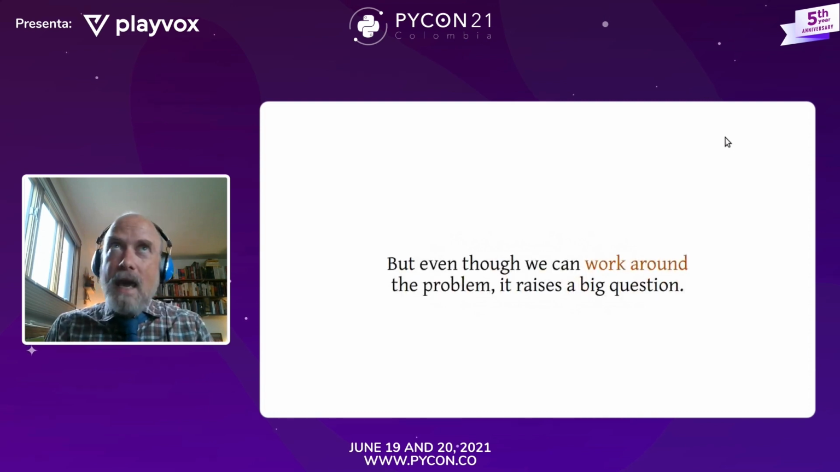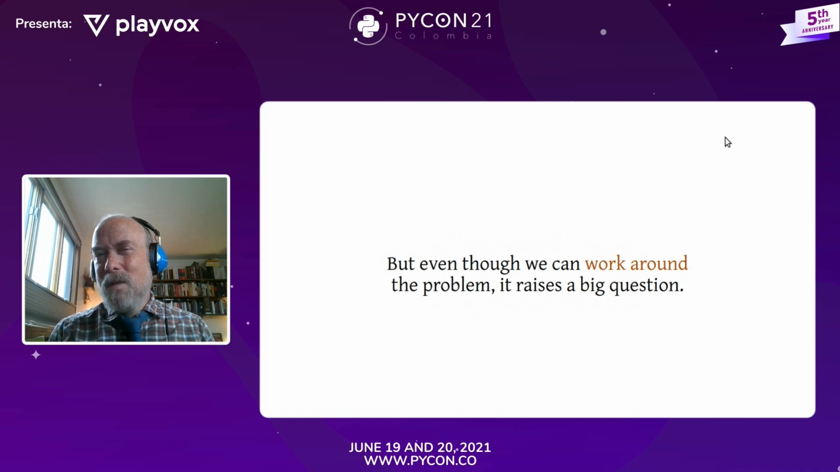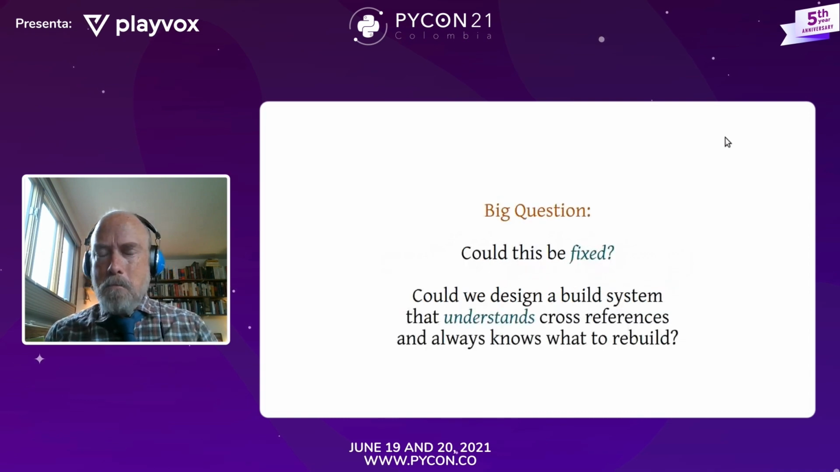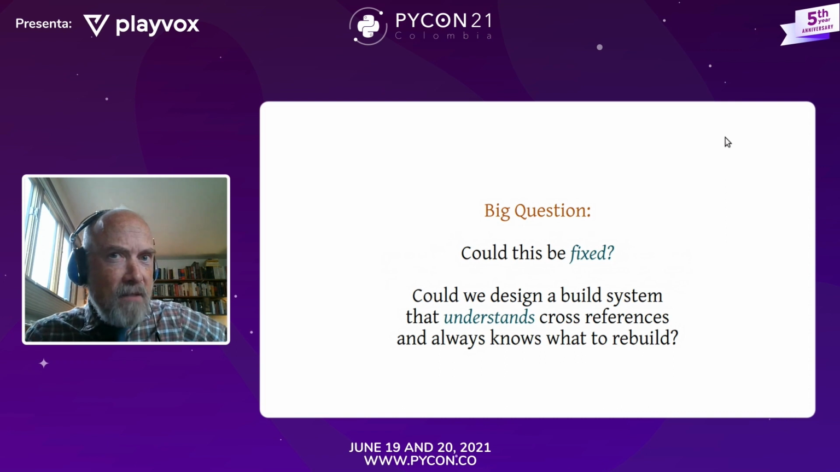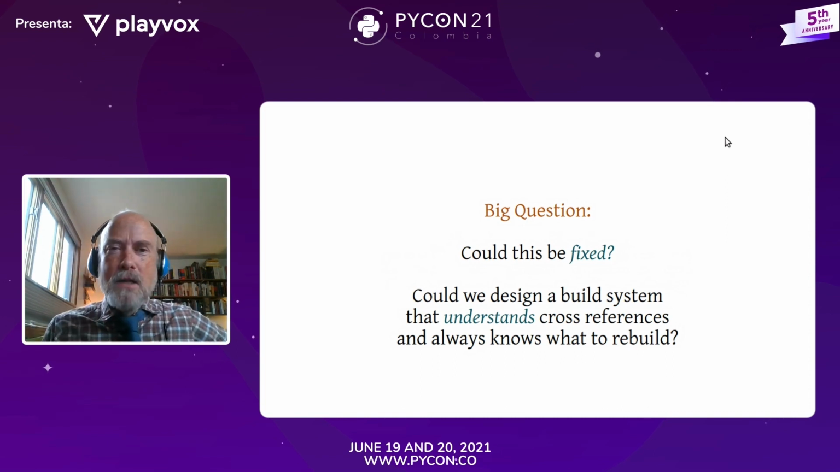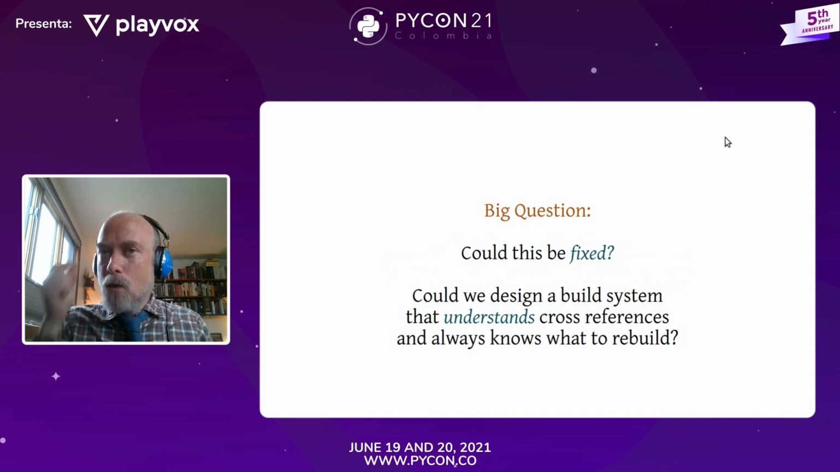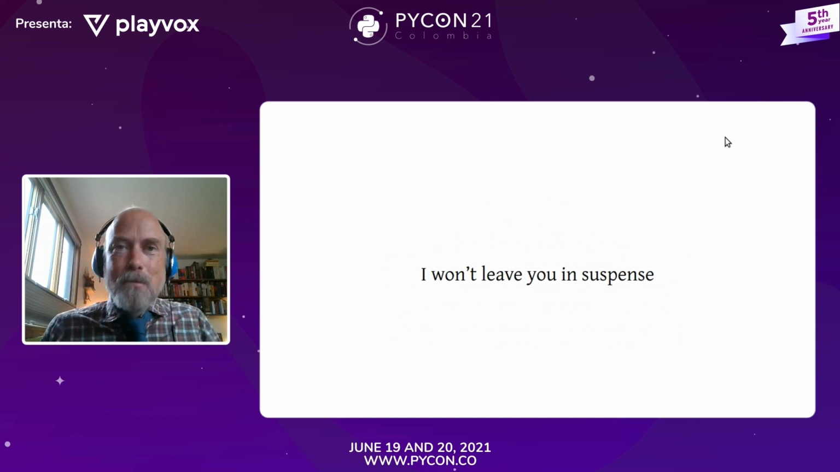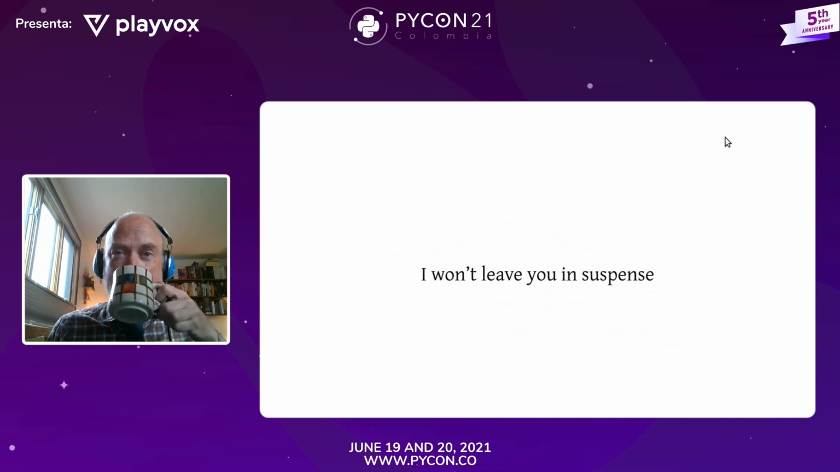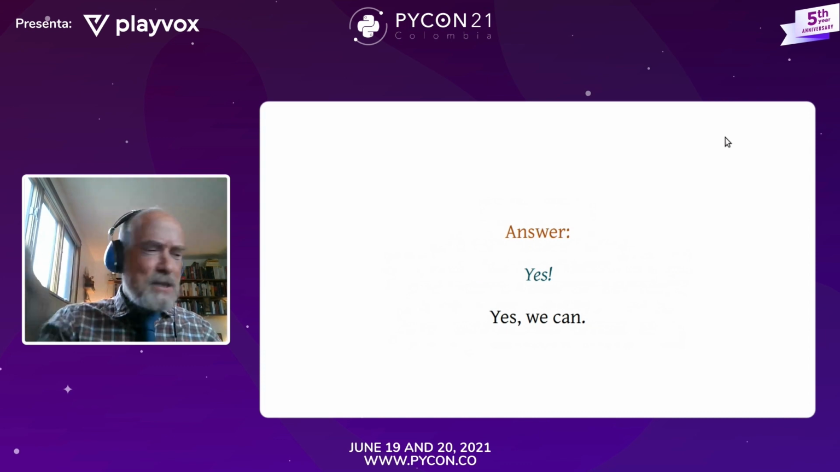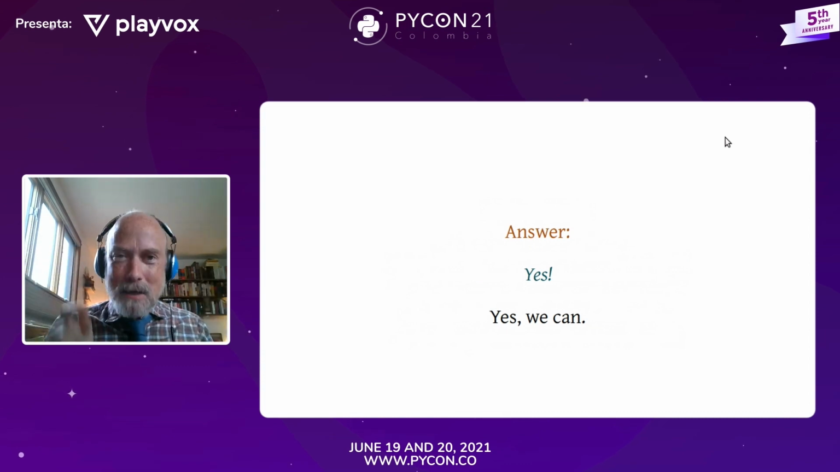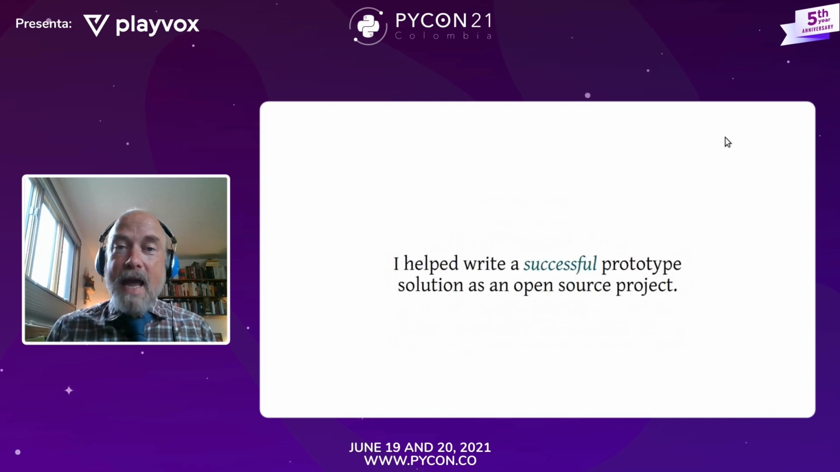But even though we can work around the problem, it raises a big question. Could this be fixed? Could we design a build system that understands cross-references and always knows what to rebuild? Well, I won't leave you in suspense. Yes! The answer is yes. Yes, we can. How do I know? Because I've built one. I helped write a successful prototype solution as an open source project.